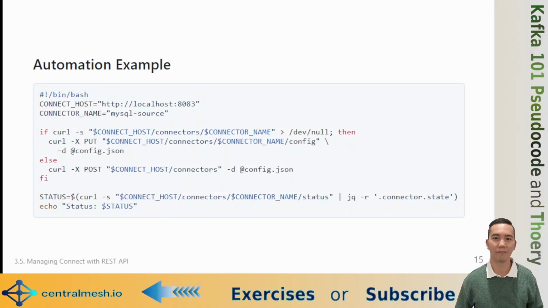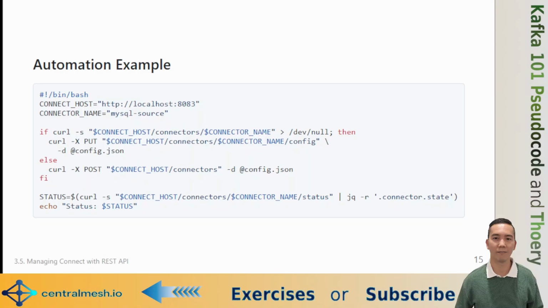In real production environments, administrators rarely execute REST API commands manually. Instead, they usually wrap them inside automation scripts like the one shown here. The script first checks whether the connector already exists. If it does, the script updates the existing configuration. Otherwise, it creates a brand new connector.